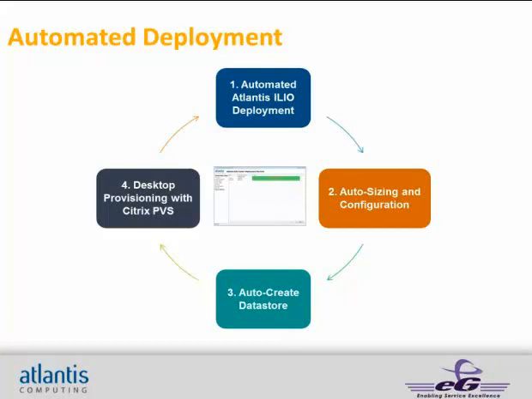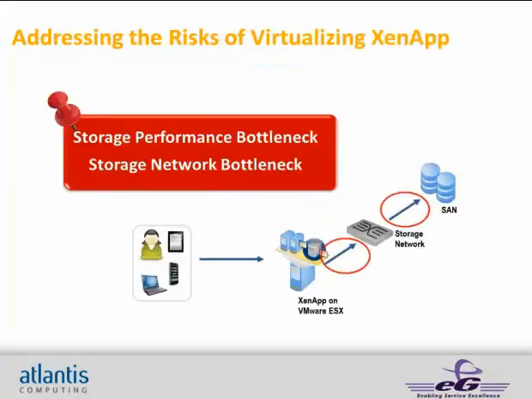And this is a four-step process. You run the utility, it automatically probes the virtual center, the virtualization infrastructure, figures out what resources are available, what the types of hosts are, and using that, it automatically calculates and sizes and configures itself. Once it's done that, it creates these NFS data stores that present themselves as storage. And finally, the next step, you can either provision XenApp with Citrix PVS or do full clones using the Atlantis IO fast clone technology.